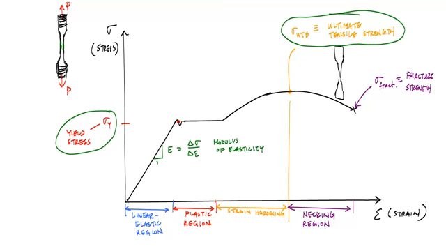Now, as part of an allowable stress design approach, when you define the allowable stress, this sigma fail over the safety factor, this sigma fail might be, depending on the application, the ultimate tensile strength, or it could be the yield strength of the material. And then the safety factor typically is prescribed by codes.